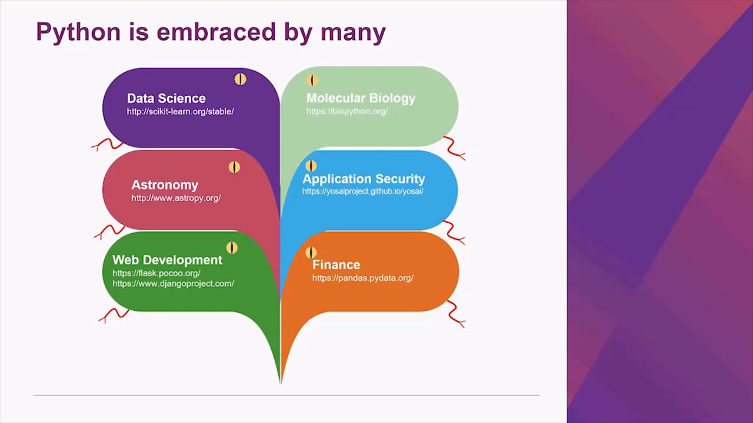Some of the industries that use Python are the data science industry, other scientific industries like astronomy and biology, application security, and it's used a lot in web development. It's actually quite heavily used in finance, not as much in accounting yet. We're hoping that that will change though.